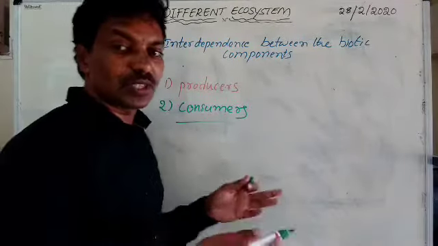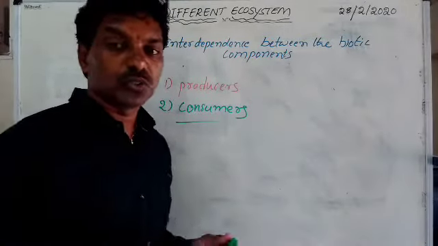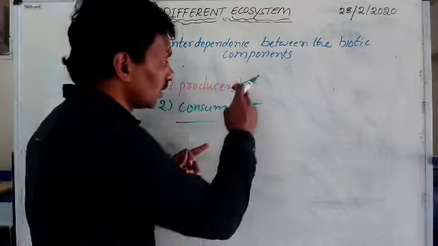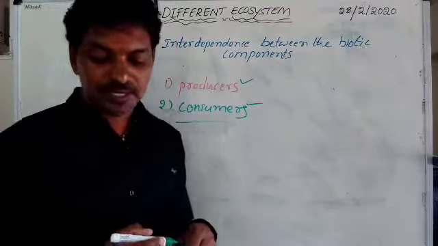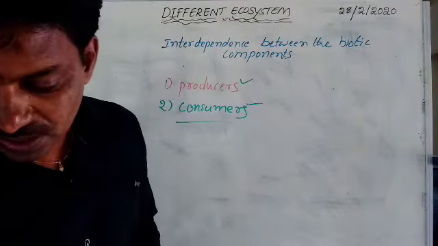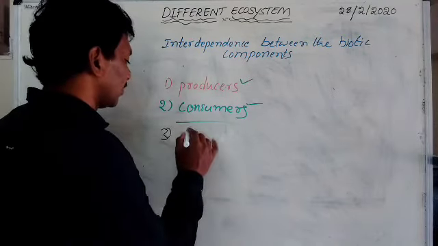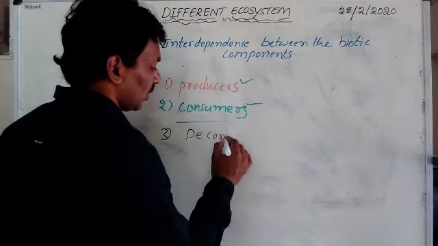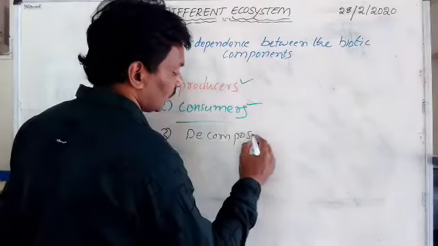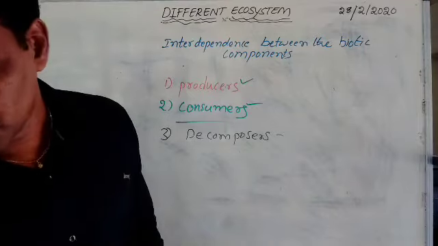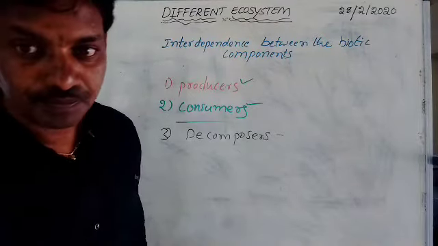Consumers means consuming, utilizing. Plants prepare their own food and animals utilize it. So these are the producers and these are the consumers. The last level we call decomposers. The third level is called decomposers.